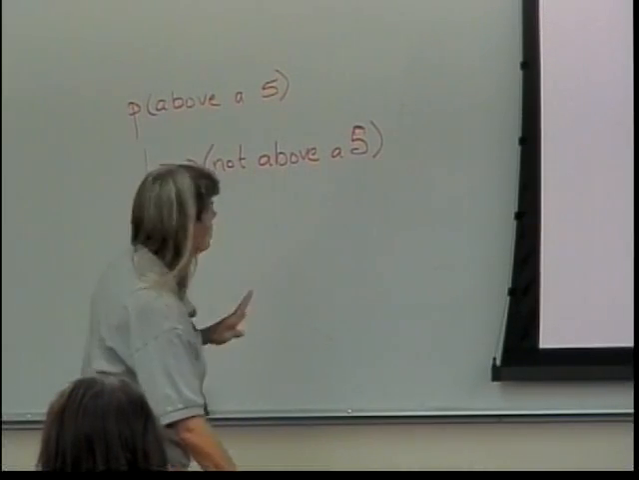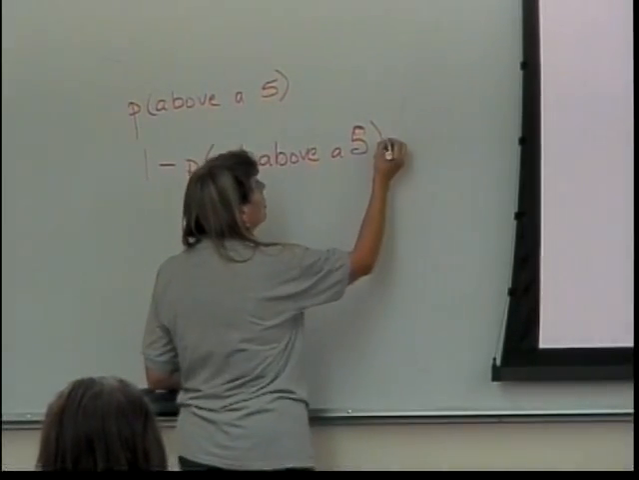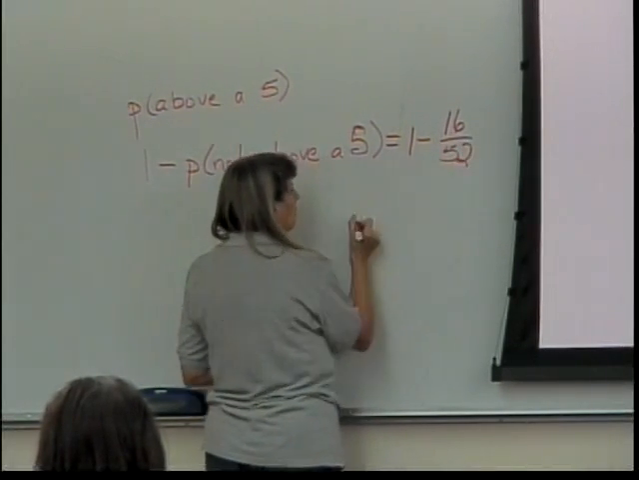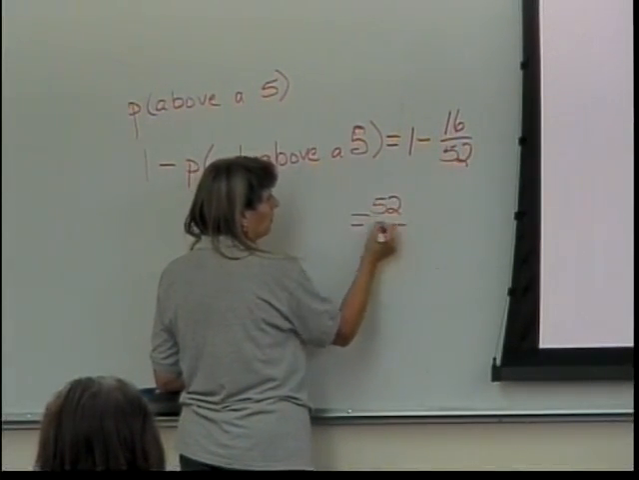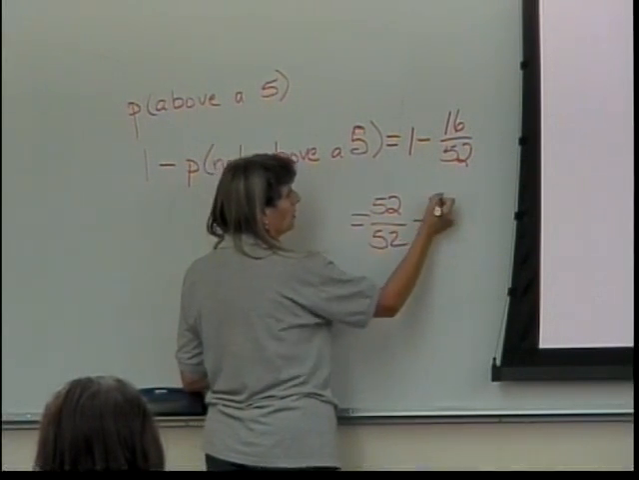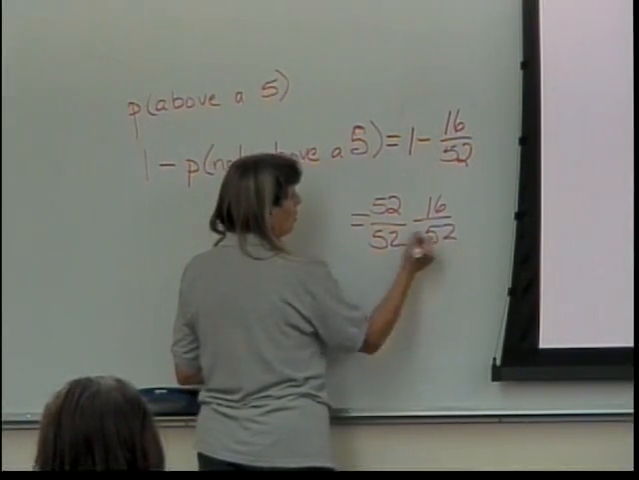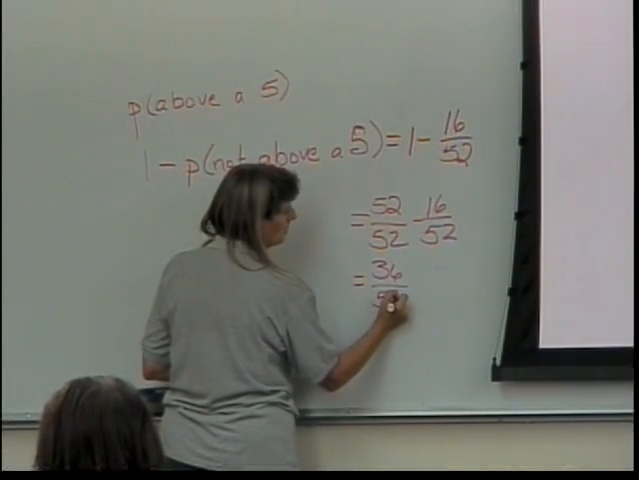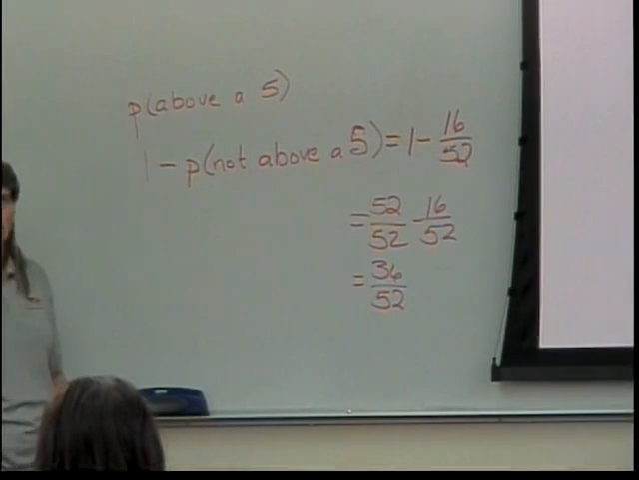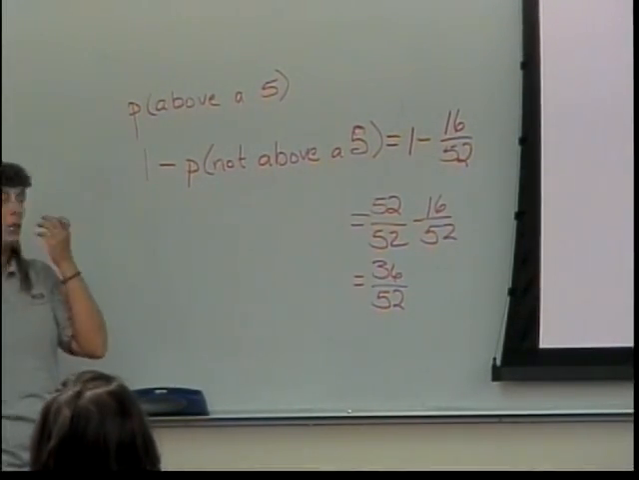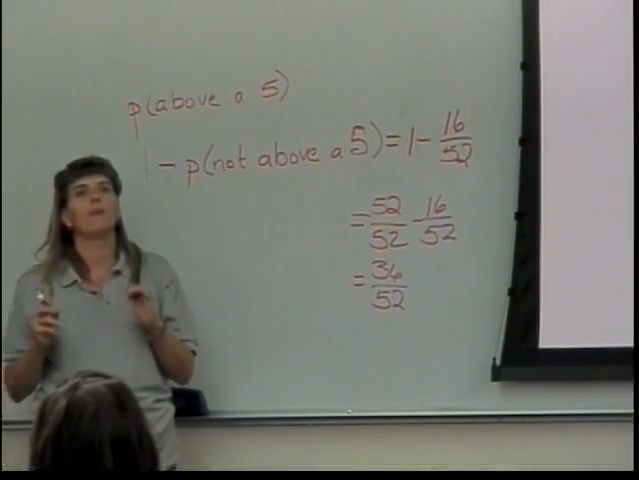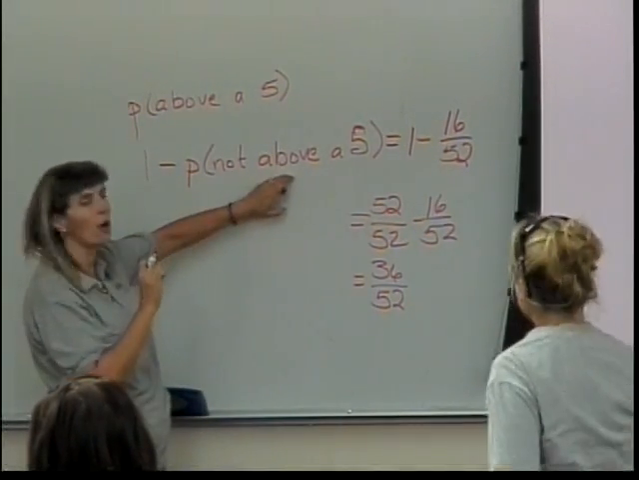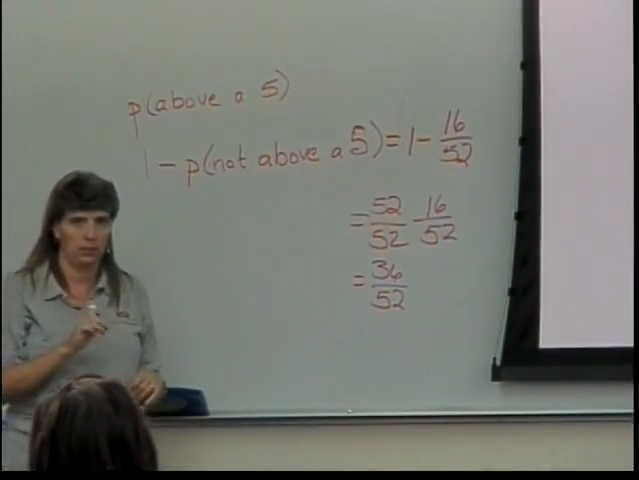And there are 4 suits. So in total it's 1 minus 16 over 52. Which, if I get my common denominator, I have 52 over 52 minus 16 over 52, which is 36 over 52. That's part of the reason I wanted to put that one in, because when you're thinking not above a 5, that's not the same thing as being below a 5. Because 5s count here where they don't count in the below part.